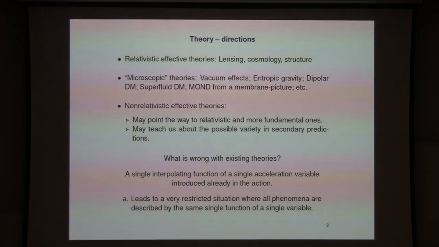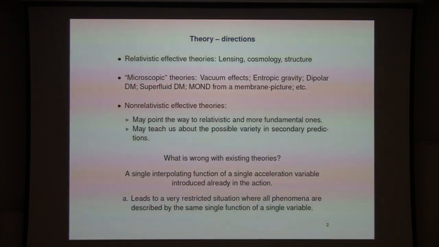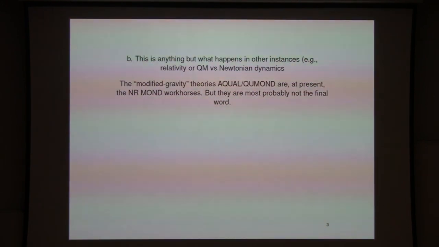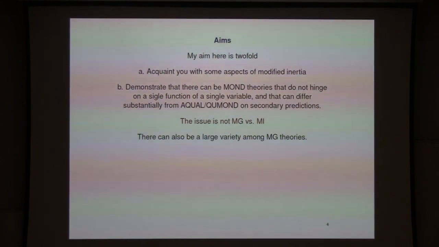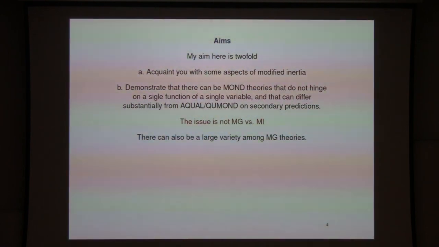So I would say that even if, because of our limitations, in default of a more fundamental theory, we accept that we introduce interpolating functions, then at least let's try to find theories in which this is not so restricted. So my aim here is twofold, essentially. One is indeed to acquaint you with so-called modified inertia theories, in what ways they are different from modified gravity theories, in particular from QUMOND and AQUAL, which are the present workhorses of MOND.